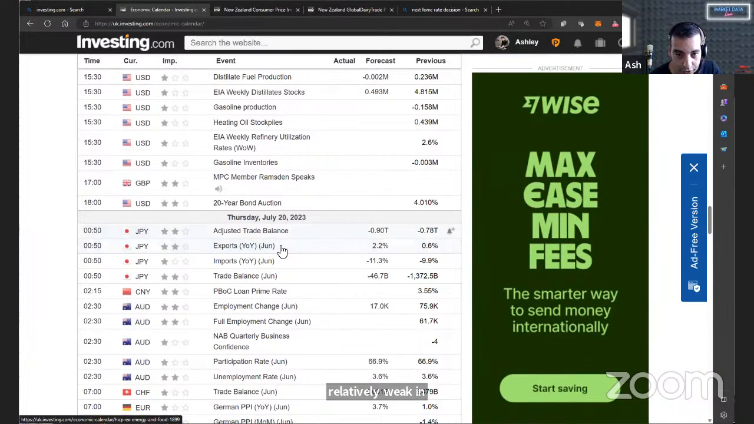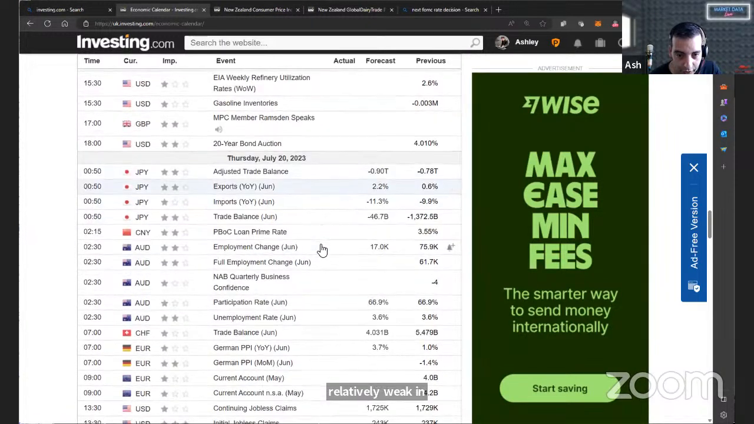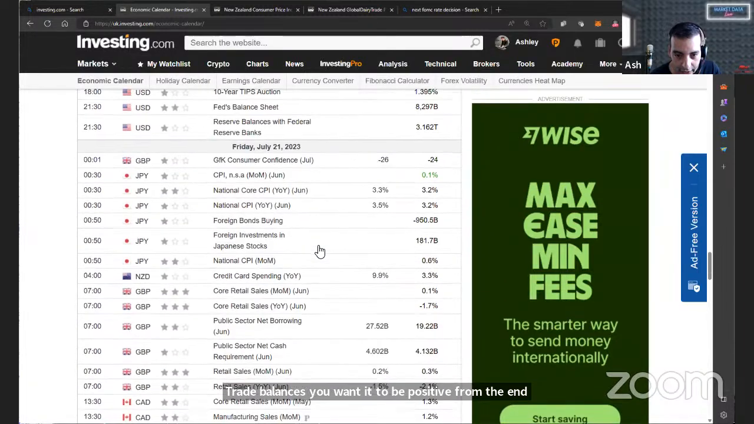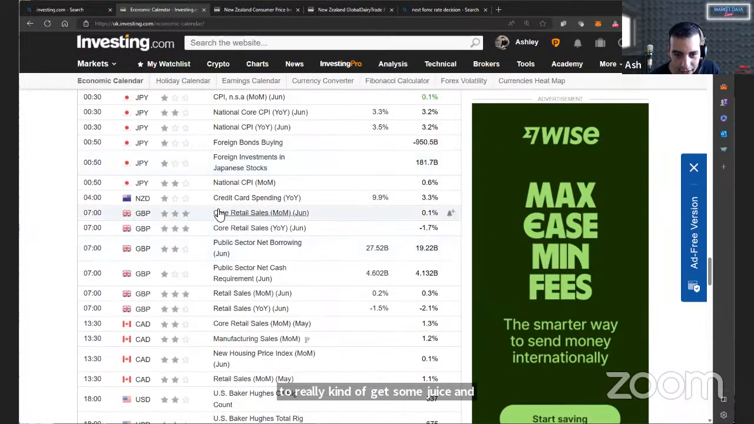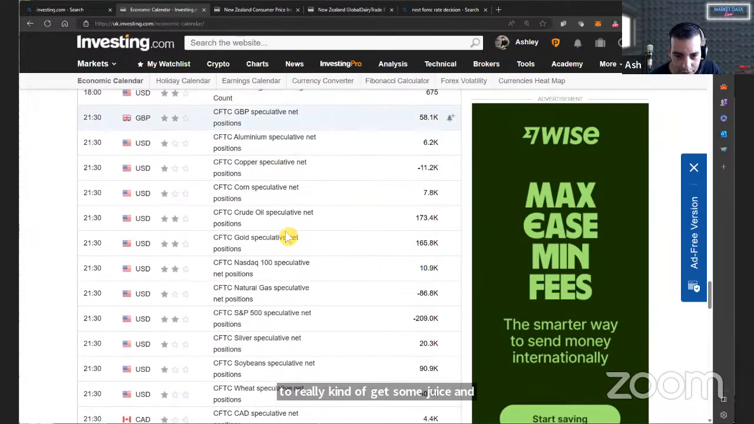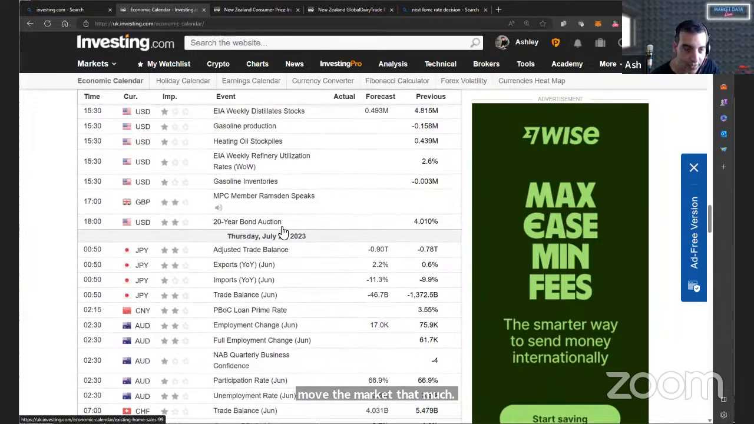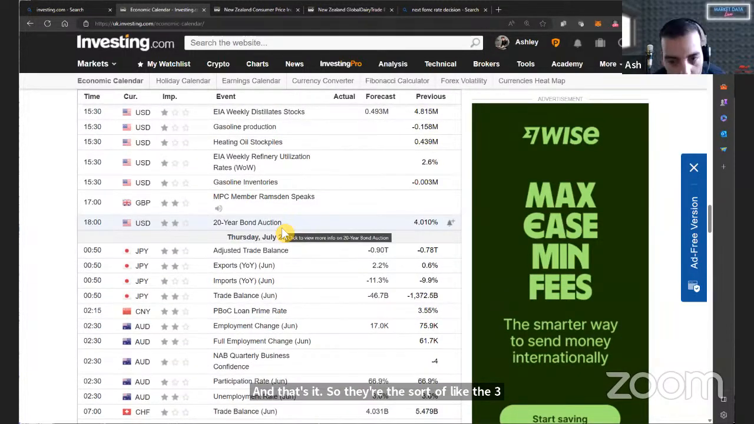Trade balances, you want it to be positive from the yen to really get some juice. And then credit card spending is not going to be anything that's going to move the market that much. And that's it. So they're the 3 things that I'd be putting front and center if I am focusing on those currency pairs.